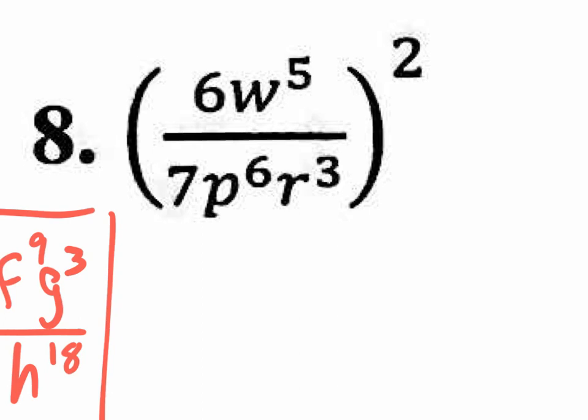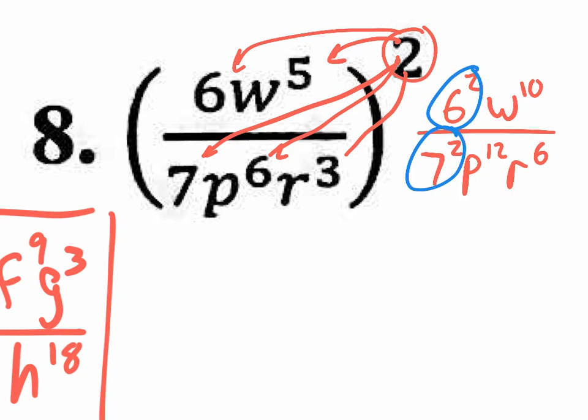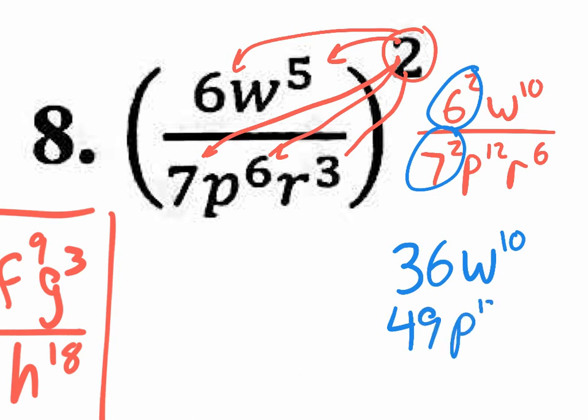So when I distribute the 2, I put it on the 6. That'll be 6 squared. The 2, right there with the 5. 2 times 5 is 10, so you have W to the 10. On the bottom, 2 with the 7 is going to be a 7 squared. 2 with the 6, multiply them, that's going to be a P to the 12th. 2 with the 3, multiply it, it'll be R to the 6th. And the only other thing you could do is 6 squared and 7 squared. 6 squared is 36, W to the 10th. 7 squared is 49, P to the 12th, R to the 6th. That's your final answer right there.